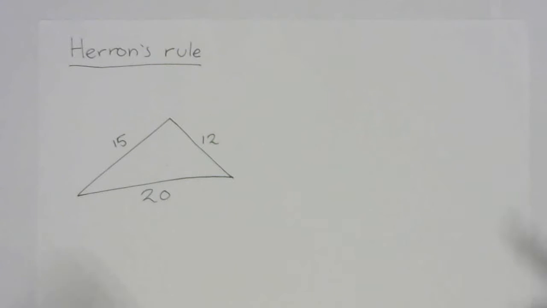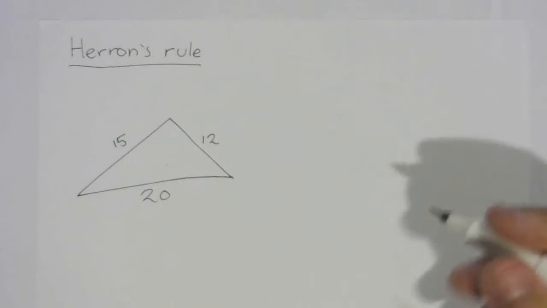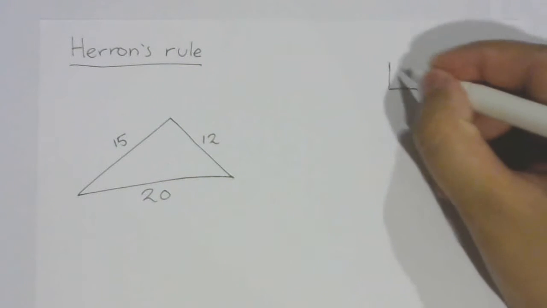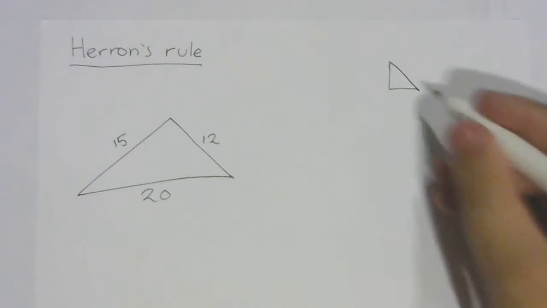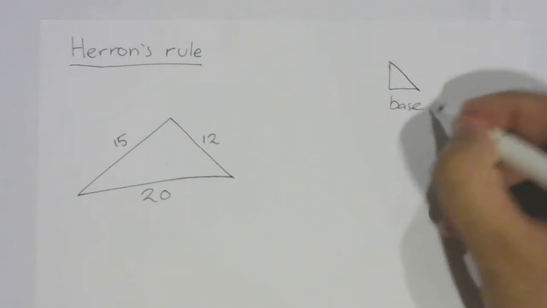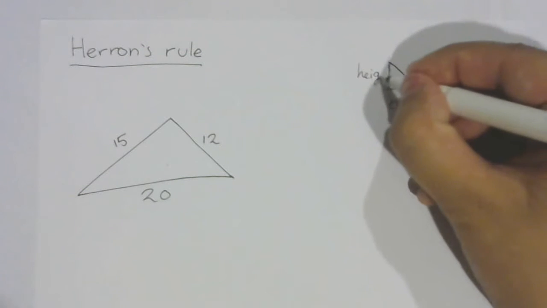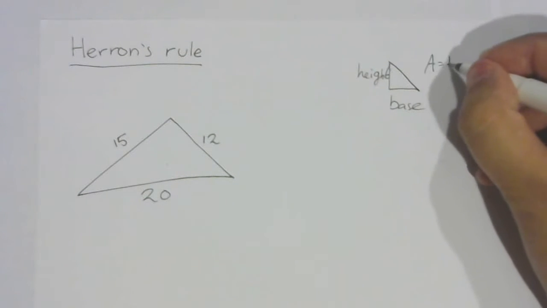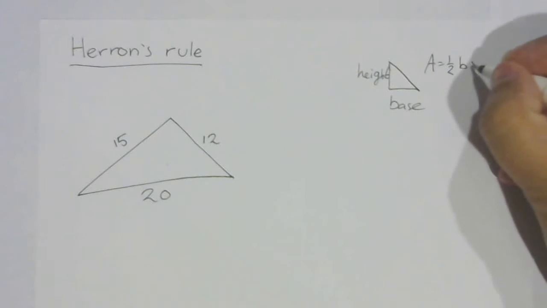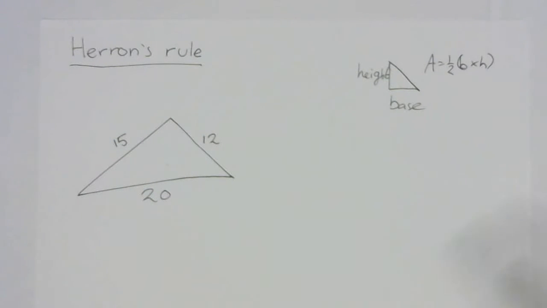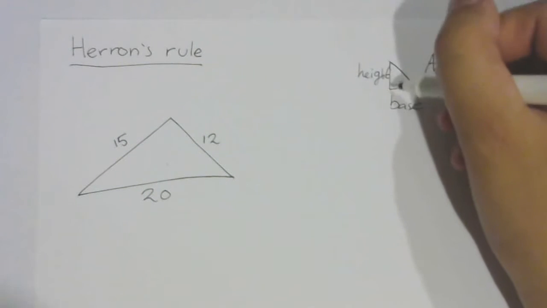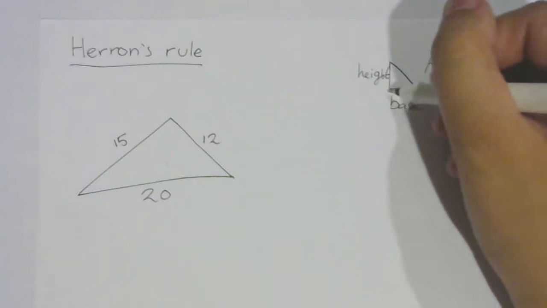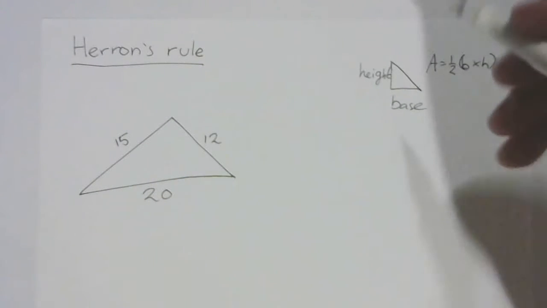Okay, Heron's Rule. We all know how to calculate the area of a triangle where we have some base and some height. We've learned that since grade 8. We know that the area is a half base times height. We know that one. But that only works if we know the height of the triangle and the base length.